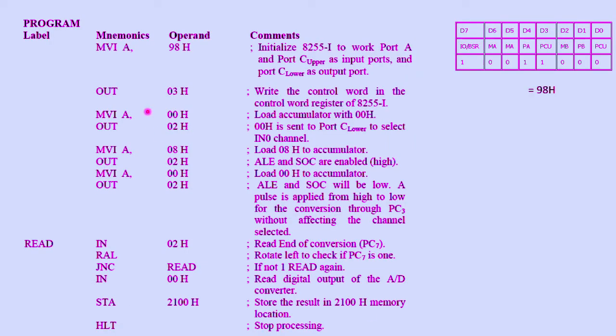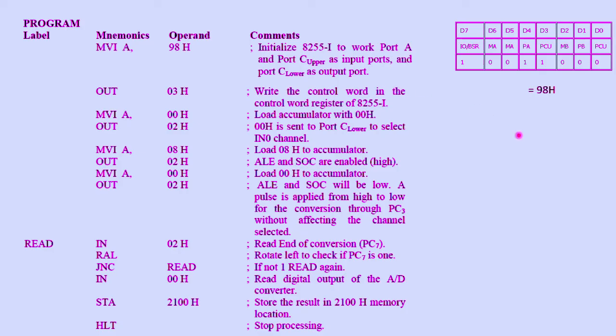Okay, so this is what we need to understand before we start writing the program. Now the program is quite easy. First of all, we have to load the control word 98 into the accumulator in order to initialize the 8255 to work with port A and port C upper as input ports and port C lower as an output port. We want port C upper as an input port because we are accepting a signal through port C upper, and we are providing a signal to port C lower.